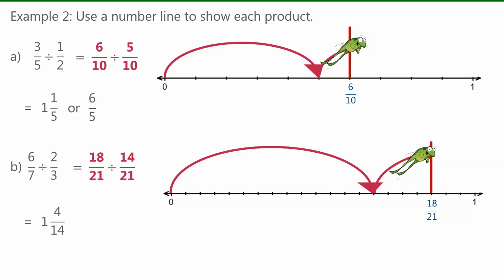Now 4/14 can also be reduced. 4 and 14 are both divisible by 2. So 1 and 4/14 actually reduces to 1 and 2/7. We could also count up how many spaces were in between 0 and 18/21, and there's 18 spaces. And we know that we were moving 14 spaces in one jump. So we could write that as 18/14, which also reduces to 9/7.